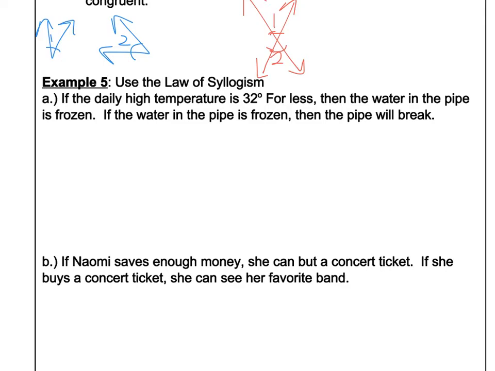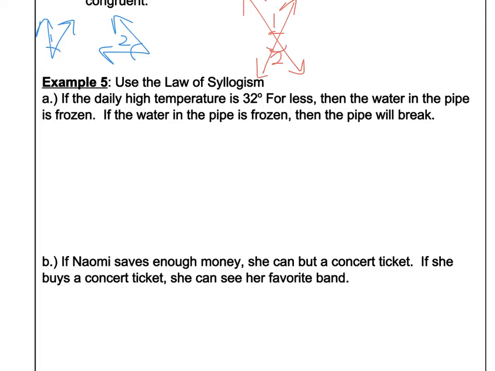Okay, guys, example 5, this is where it gets tricky. Just kind of follow along and do the best we can here. And we'll get this cleaned up if you're a little confused or not sure, but just follow with me. In A, it reads, if the daily high temperature is 32 degrees or less, then the water in the pipes is frozen. If the water in the pipe is frozen, then the pipe will break.